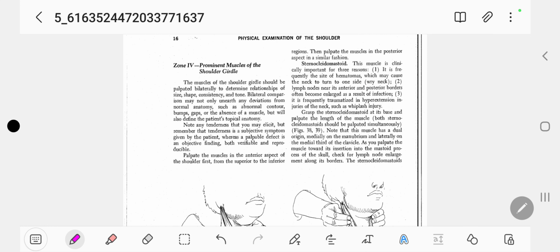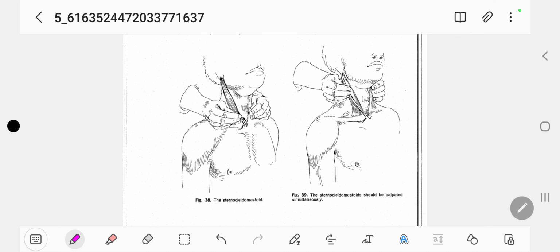Now, zone 4 is the prominent muscles of the shoulder girdle. The method of palpating the sternocleidomastoid, the first of the muscles: it starts from its base, the two heads are there, and both are palpable simultaneously. The neck is rotated to one side to make the opposite side of the muscle stronger. The sternocleidomastoid should be palpated simultaneously.